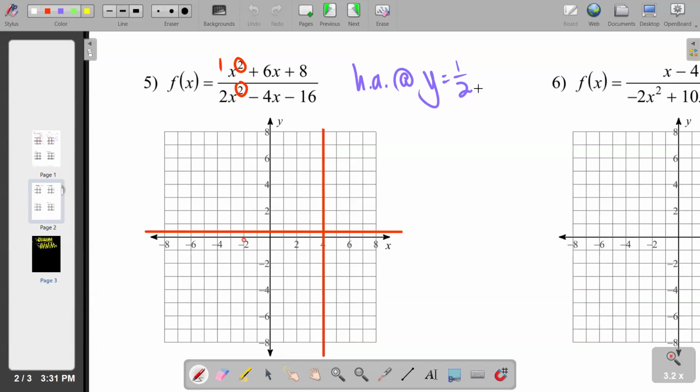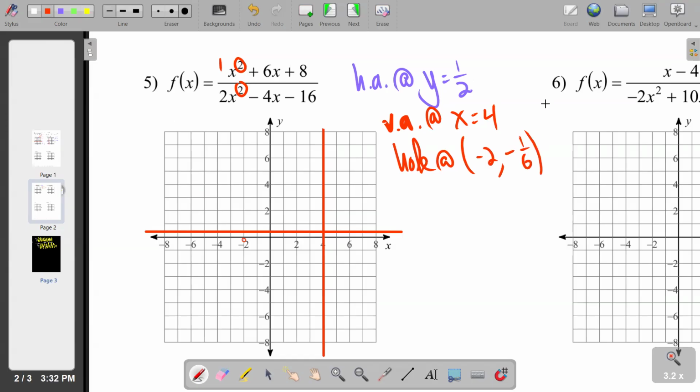So we know there's a horizontal asymptote at 1/2. We already know that there was a vertical asymptote at x equals 4, excuse me. And now we know that there's a hole at -2, -1/6. All right, let's get to it. So what we basically want to know at this point is where's the graph going to exist? And to figure that out, we're just going to simply plug and chug. And the question is, which one should I plug into? And the answer is, it doesn't matter.